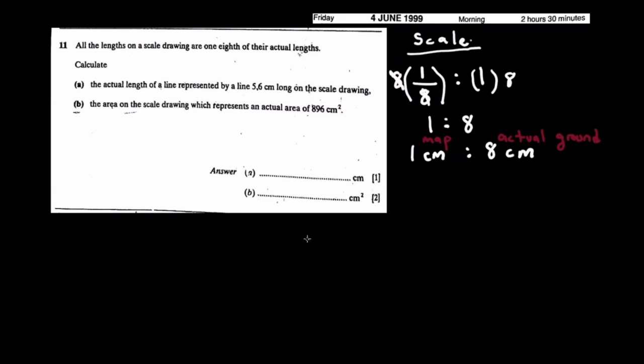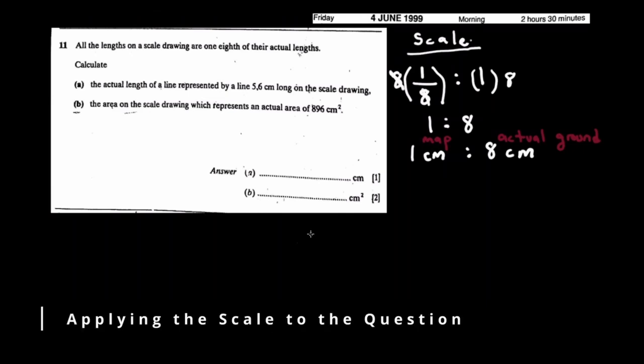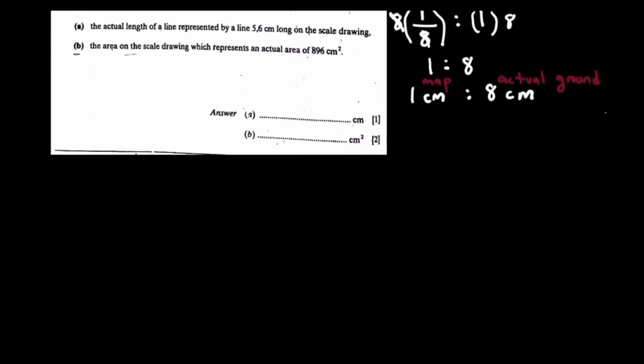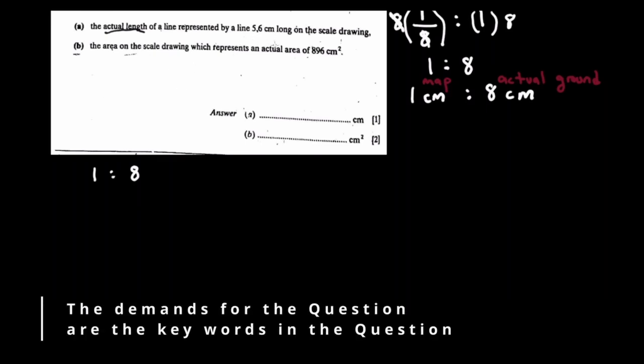So having understood our map, how then are we going to address 11a? Calculate the actual length of a line represented by a line 5.6 centimeters long on the scale drawing. To answer this question, firstly, we have to understand our scale, which is 1:8. What are the demands of the question? The actual length of a line represented by a line 5.6 centimeters long on the scale drawing.